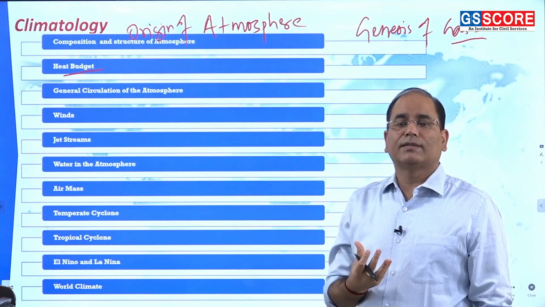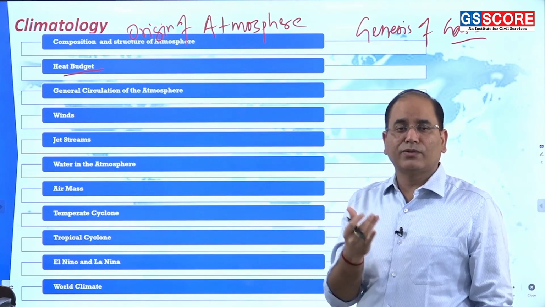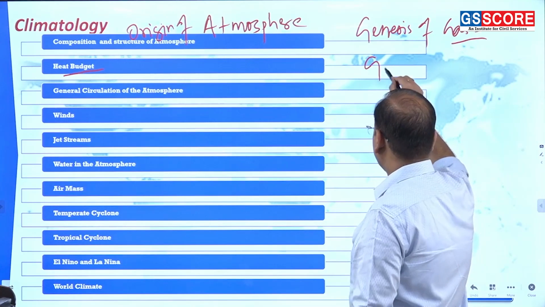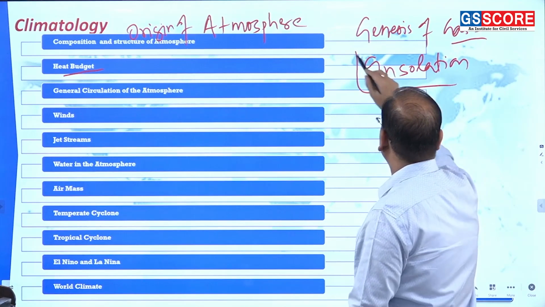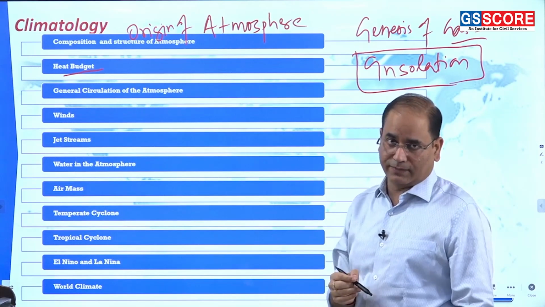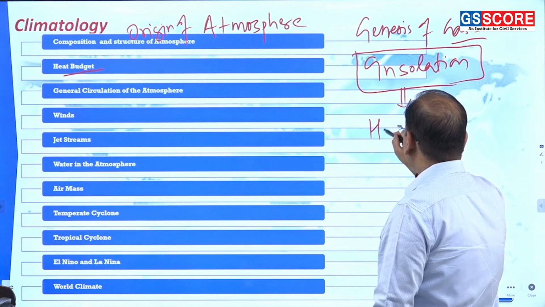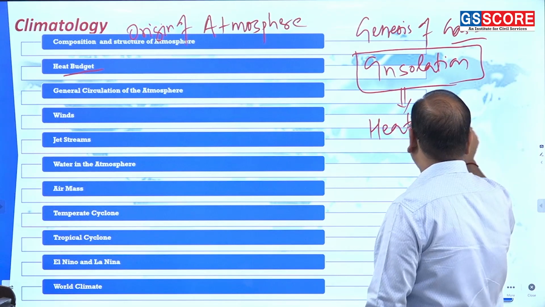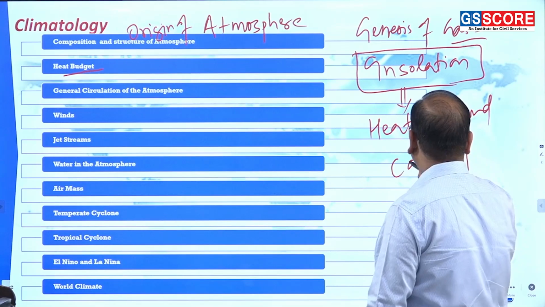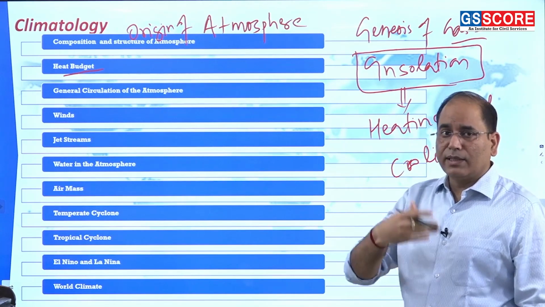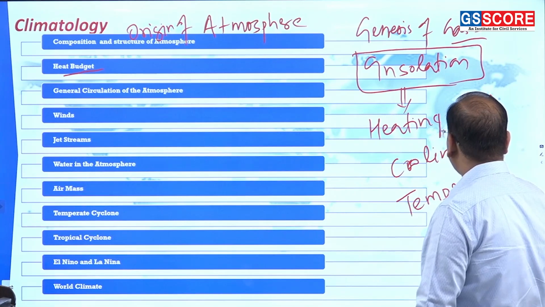Heat budget is mainly associated with the heat on the earth's surface, and the main source of the heat is insolation. So within this heat budget, you need to have an idea about the basic dynamics of the insolation. Basic dynamics of the insolation will give you the idea of the heating and cooling. So you are supposed to study heating and cooling also. General heating and cooling will also help you understand the temperature.